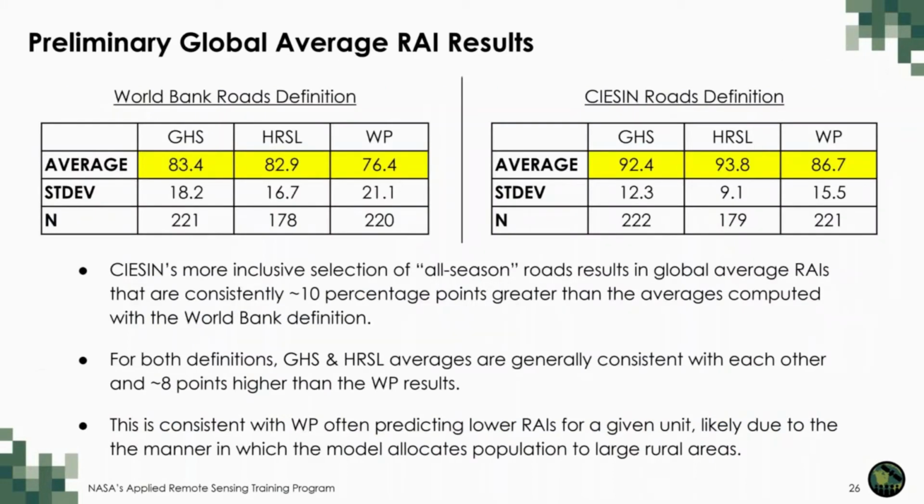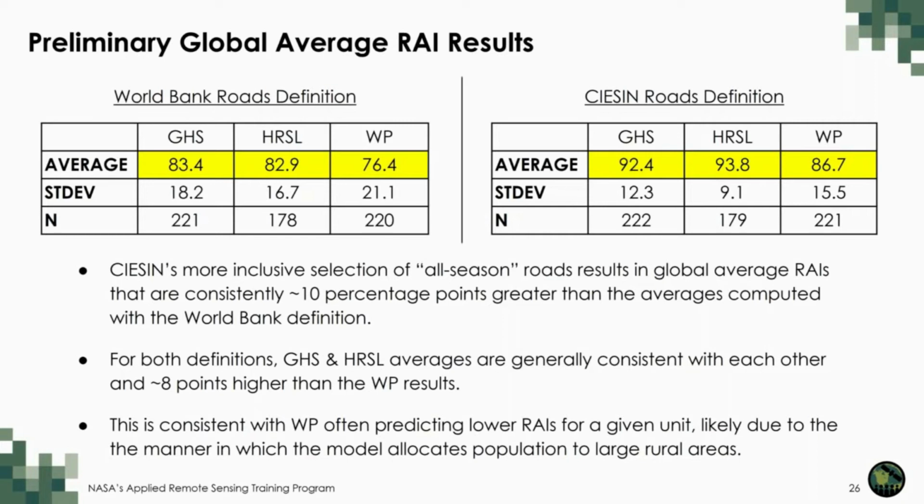Looking at the preliminary global average results for our RAI analysis, we see that Season's more inclusive selection of all-season roads results in global average RAIs that are consistently about 10 percentage points greater than the averages computed with the World Bank definition of roads. This indicates that a better understanding of the correspondence between OSM F-class and road condition, as well as a better global road condition dataset, would help the analysis.